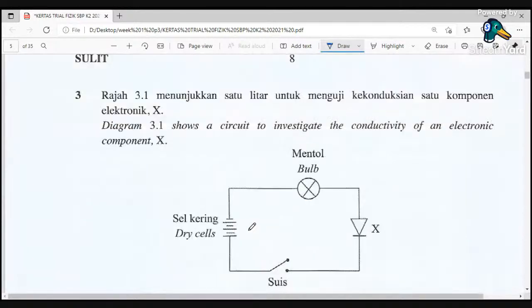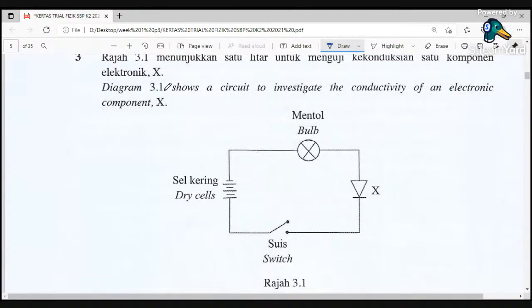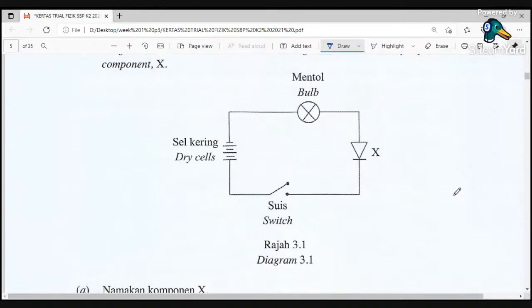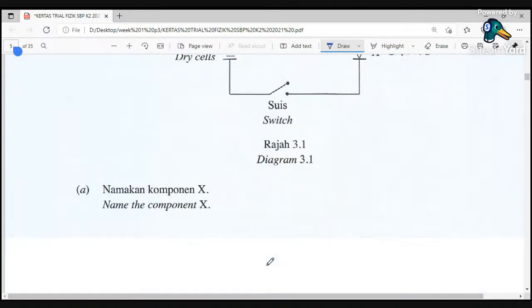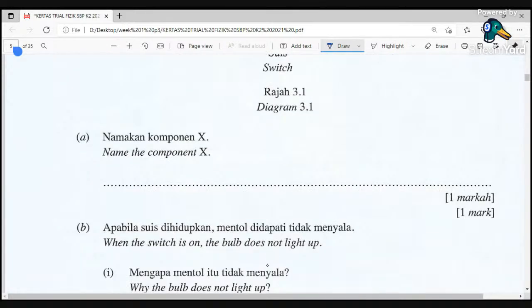Number 3. Diagram 3.1 shows a circuit to investigate conductivity of electronic component X. You need to know the symbol. If you remember the symbol, this is a diode. Name the component X. You write down the name diode.